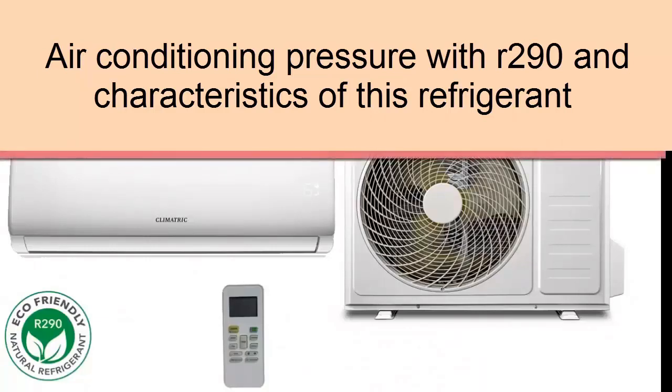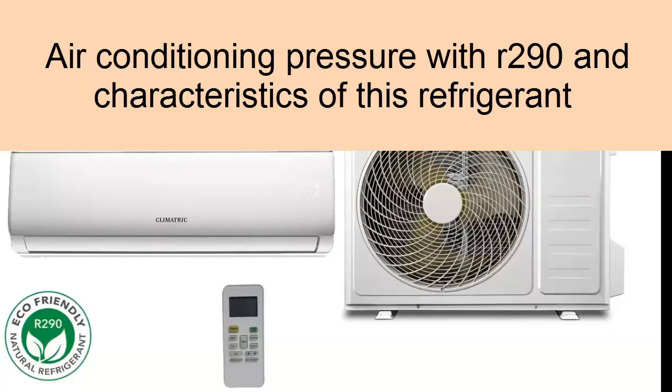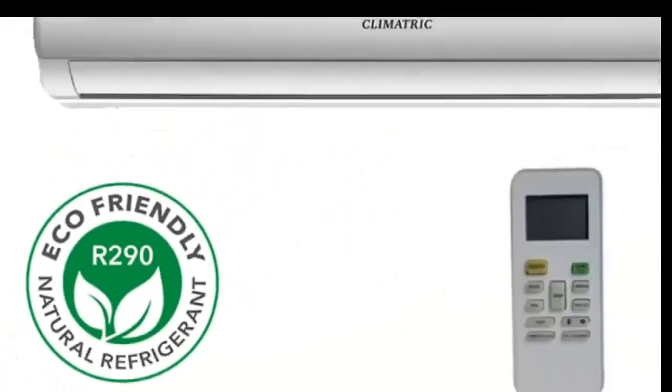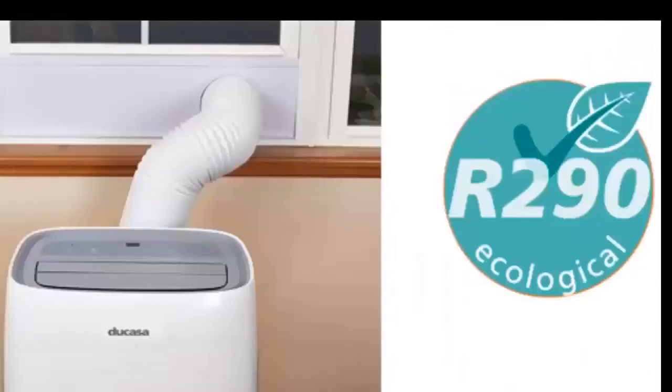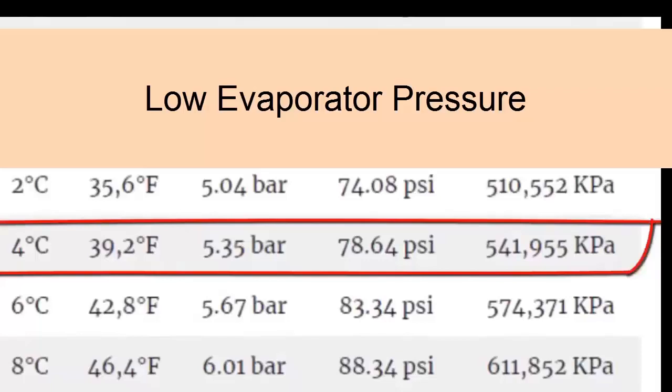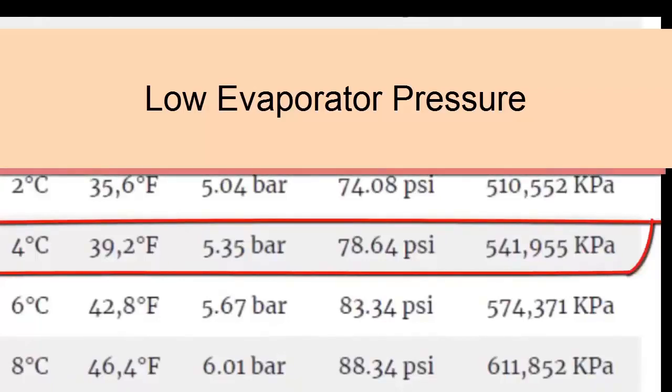In this class 49 of the medium-level refrigeration and air conditioning course, we are going to quickly study the pressures of air conditioning that works with R290 propane gas and some characteristics of this refrigerant. With a temperature of 4 degrees Celsius or 39.2 degrees Fahrenheit, based on the table, we have a gauge pressure of 5.35 bars or 78.64 psi.